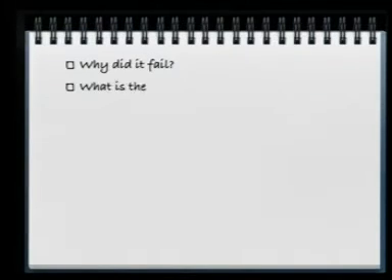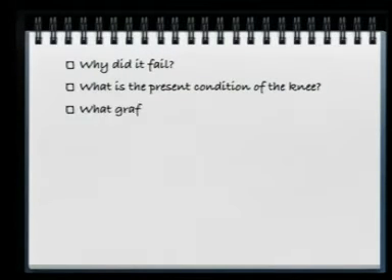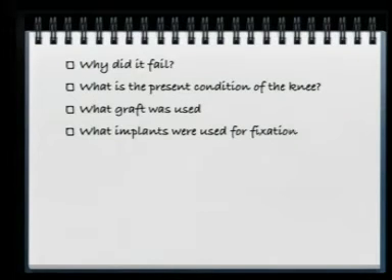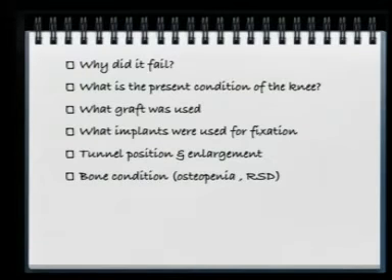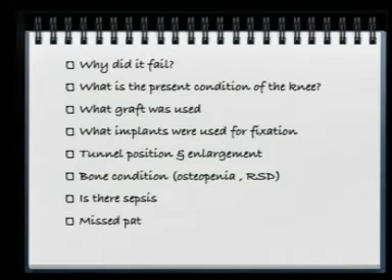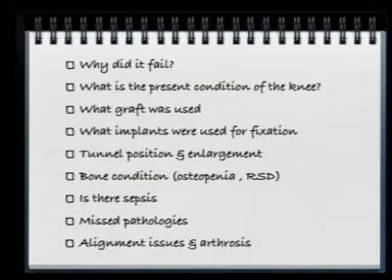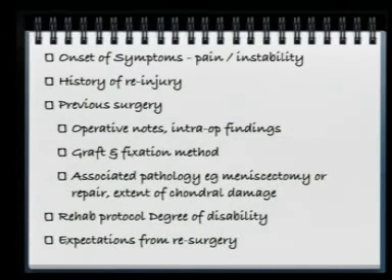So what do you want to know before you even start or plan a revision ACL? Why did it fail? What is the present condition of the knee? Is it arthritic? What graft was used? What implants were used? What is the tunnel position and enlargement? What is the condition of the bone? Is there osteopenia or RSD? Because you don't want to proceed with a revision in these patients. Is there any evidence of low-grade sepsis? And what are the missed pathologies, and are there any alignment issues and arthrosis?